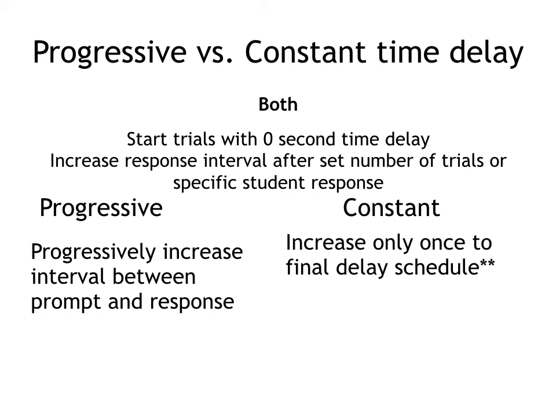The teacher will gradually increase the delay time. Makes sense, right? Versus constant time delay. If you use constant time delay, you use 5 0-second delay sessions, and then you jump to like 3-second time delay and deliver 5 3-second time delay sessions, something like that.